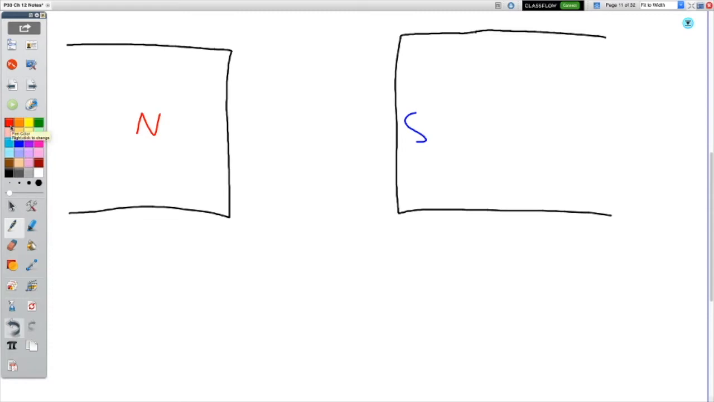And what are we going to do? Let's send an electron. So let's send an electron into the page through that external magnetic field. So let's think about the field lines. The external field here, what are they going to look like between these two? Well, they're going to be leaving north, entering south, right? Leaving north, entering south. Now, I just told you this electron is moving. It's going into the page.